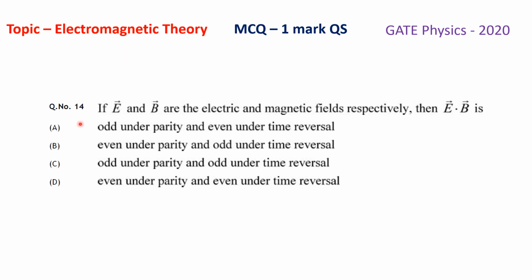The question is, if E vector and B vector are the electric and magnetic fields respectively, then E dot B is option A, odd under parity and even under time reversal, option B, even under parity and odd under time reversal, option C, odd under parity and odd under time reversal, and the last option, option D, even under parity and even under time reversal. So let us see how to solve this problem.